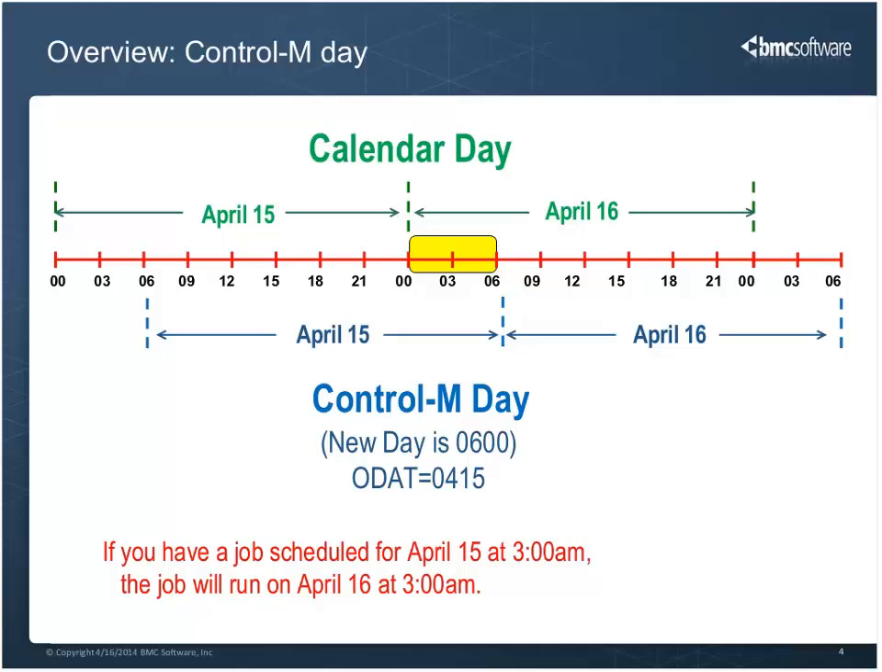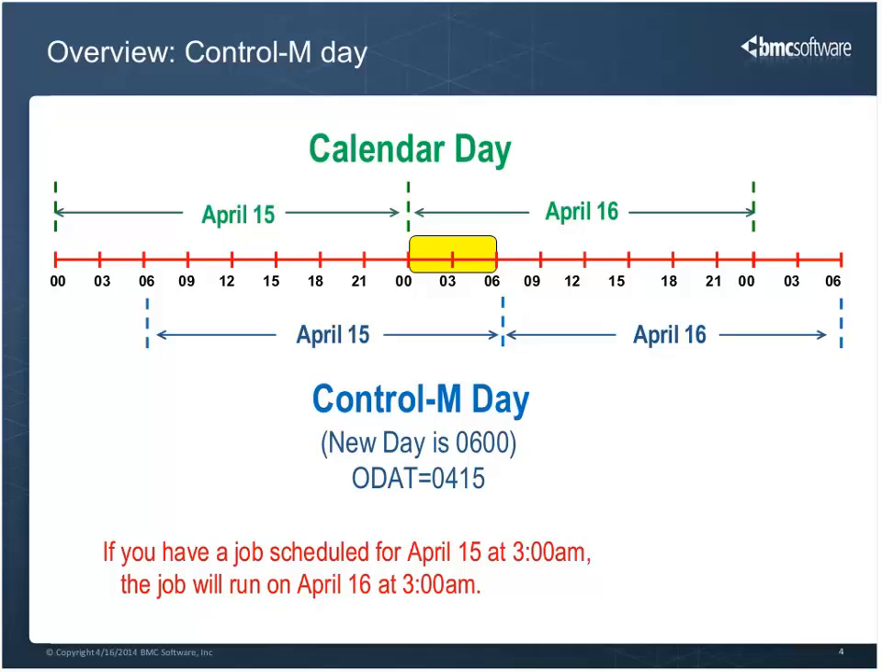And this is important because it can be a little confusing if you see the yellow section on the timeline there between midnight and 6 a.m. That time is actually on the calendar day of April 16th, but it's in the Control-M day of April 15th. So be reminded that jobs are scheduled according to the Control-M day and not the calendar day. So if you had a job that was set up to run on April 15th at 3 a.m., say to submit your taxes that are due, that job would have actually run on the calendar date of April 16th.